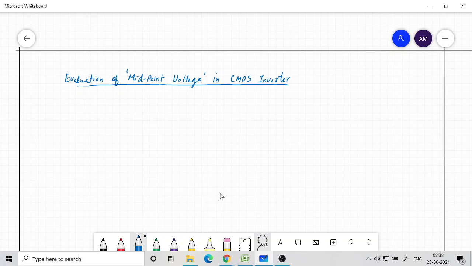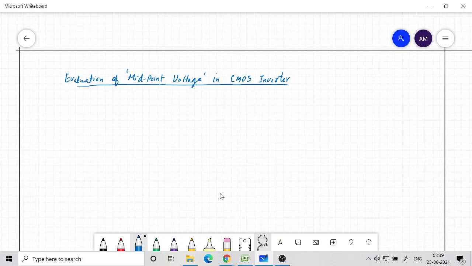So basically that is a voltage at the input above which the logic is considered different. Above and below, it is two different logic levels. For example, if it is above, it is taken as a high input. If it is below it, it is taken as a low input. So that's why it is called as trip-in voltage. So we need to find out this voltage for an inverter.